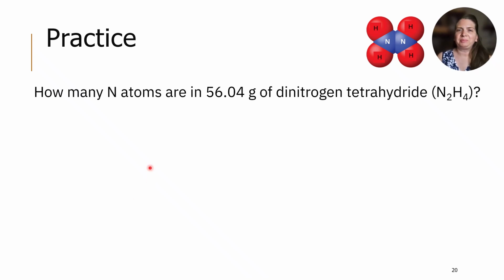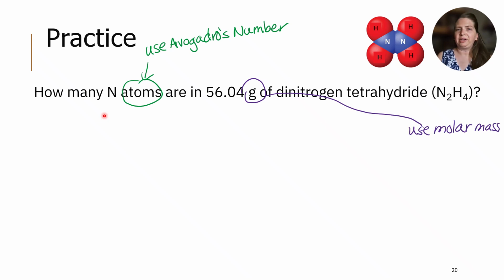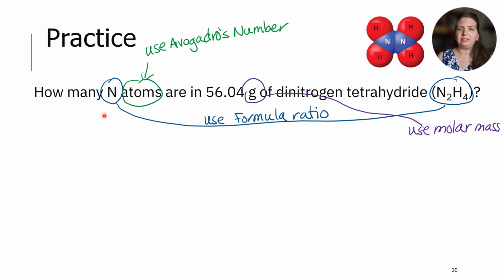Now let's try a problem that requires multiple conversion factors. How many nitrogen atoms are in 56.04 grams of dinitrogen tetrahydride, N2H4? First, identify the conversion factors needed. The question asks for nitrogen atoms. The word atom tells us that we need Avogadro's number. The mass is given to us in grams, so we need a molar mass. Finally, the compound and the element we are finding are different, so we need a formula ratio.